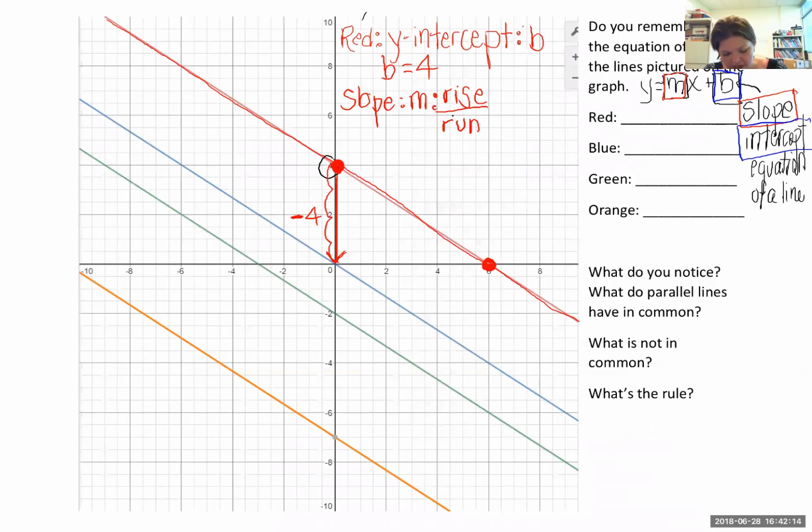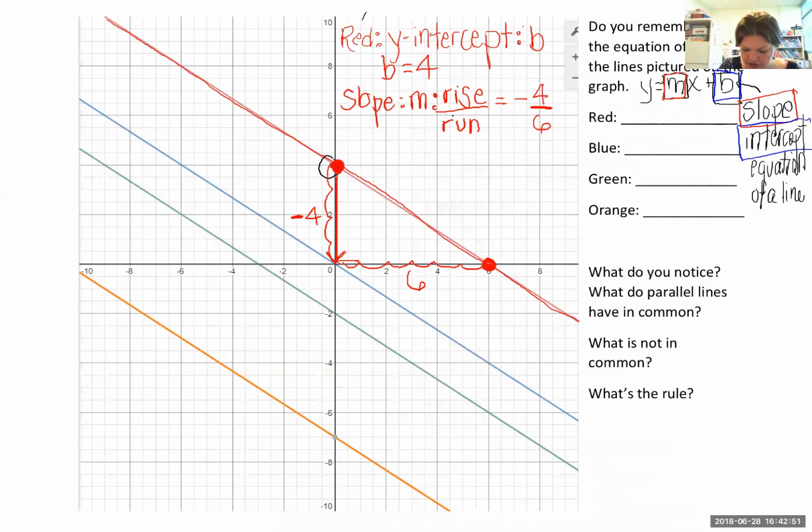Now let's think about my run. How far am I running? Starting from 0, I ran 1, 2, 3, 4, 5, 6. I ran 6. So my rise over run happens to be, in this case, -4 over 6. But I did warn you guys quite a bit that you should make sure all final fraction answers are reduced, which is part of the simplifying process, reducing fractions. But I will do that in my TI-30XS calculator because I'm so lazy.